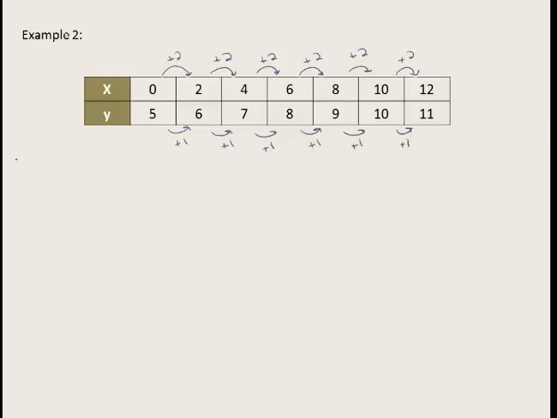And again, my slope is my change in y over my change in x. So I have 1 over 2. So my slope is going to be 1 half, which gives me my initial rule of y is equal to 1 half x. However, if I plug in 0, 1 half of 0 is not 5. So I need to find b.